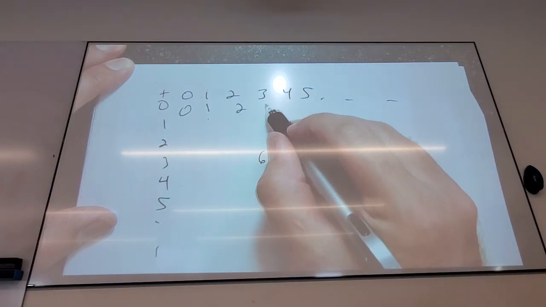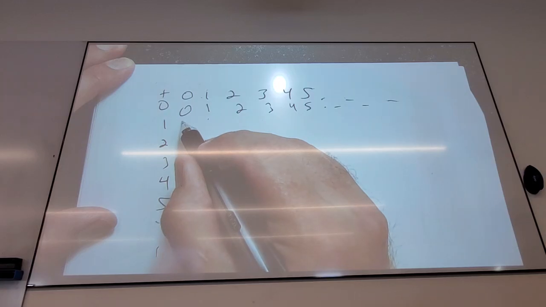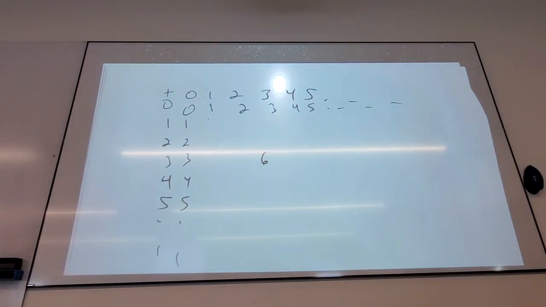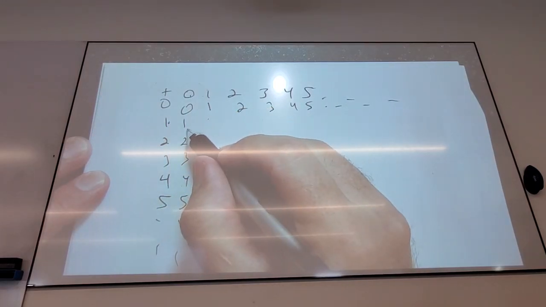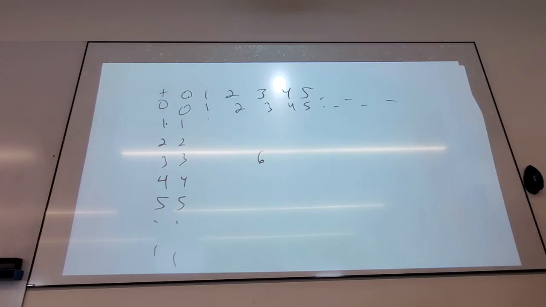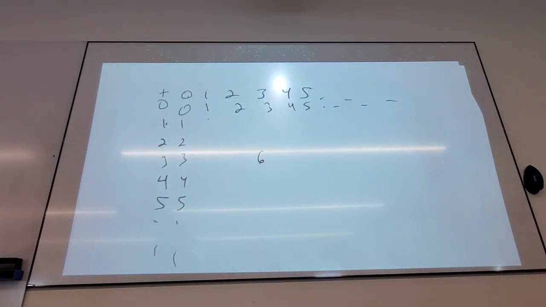So this first row and this first column, easy. So 1 plus 0 is 1. Is everybody cool with how to read this thing? Because it's been a little bit for everybody in terms of the last time you saw a multiplication table. Okay.